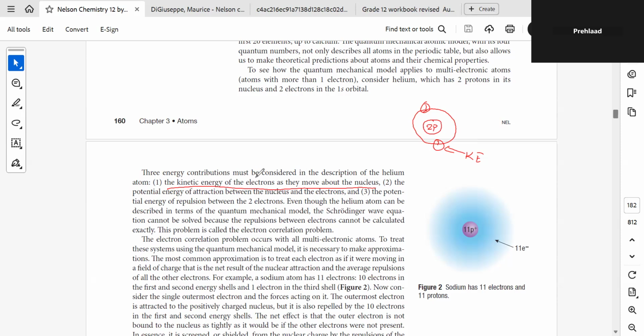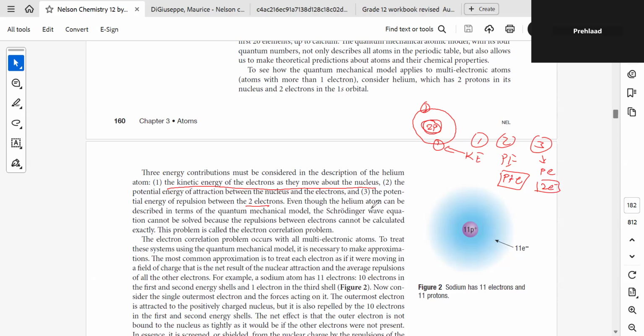So the energy contributions must be considered in the description of the helium atom. The potential energy of the attraction between the nucleus and the electron: the proton is positively charged, the electrons are negatively charged. So the first contribution is the kinetic energy, the second is the potential energy between the proton and the electron, and the third one is the potential energy of repulsion between the two electrons.